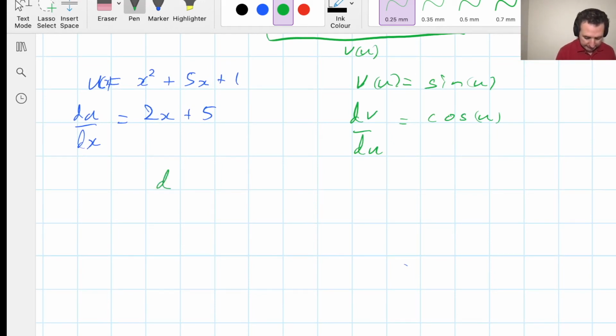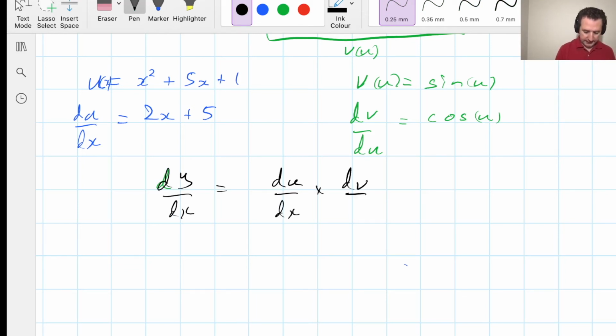dy/dx is equal to du/dx times dv/du. Now here they cancel and we have dv/dx, which is the original. But we don't do it like that. We actually put out the formula.